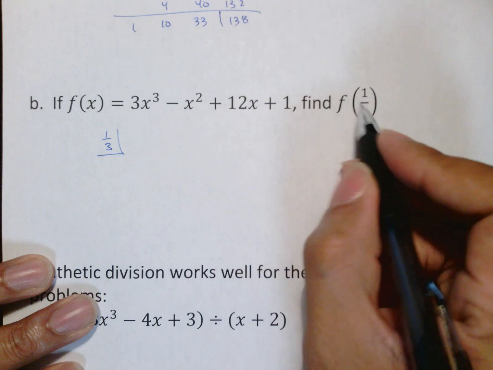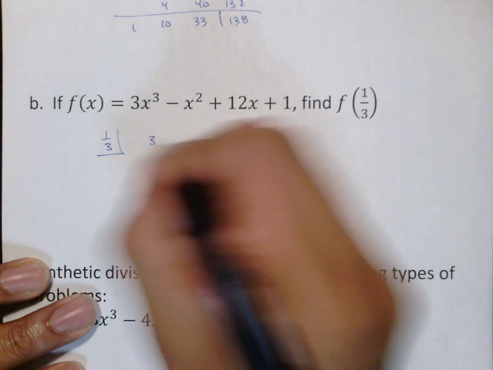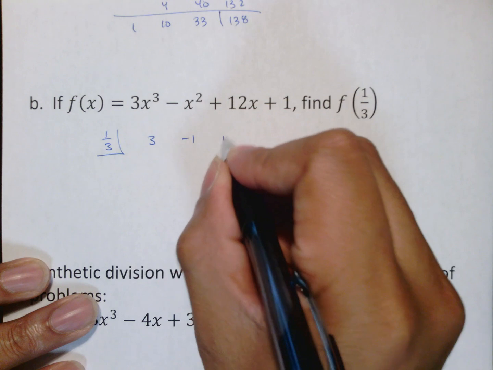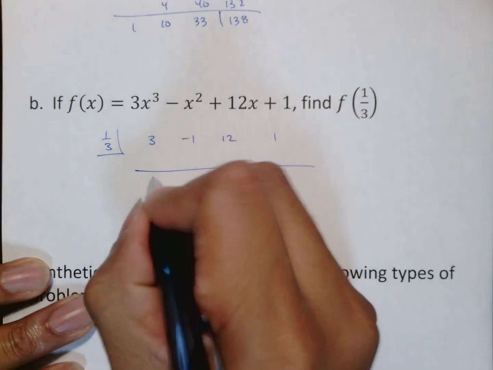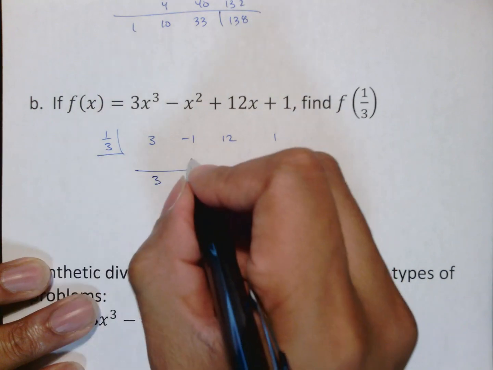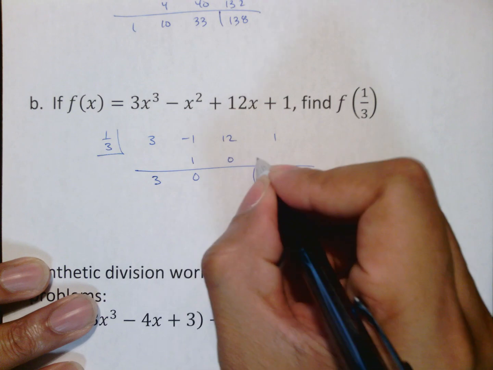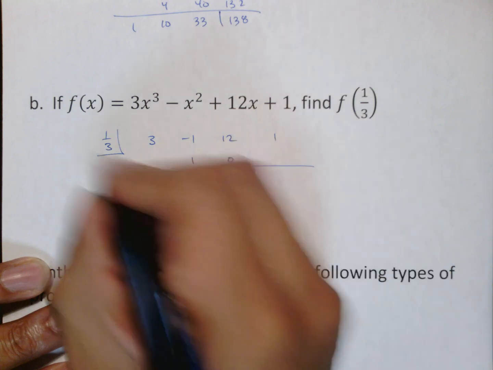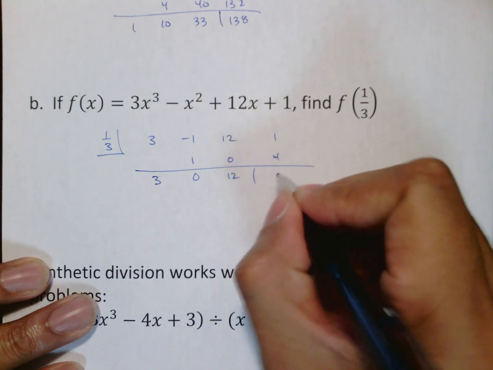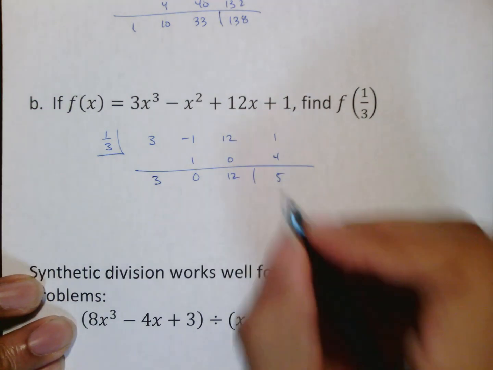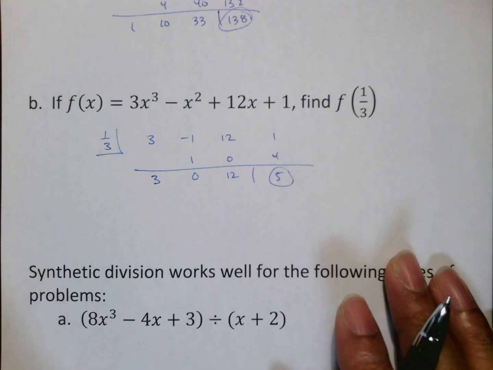Again, if you're evaluating for it, you don't switch the number in the box. You just take the number and put it right in. Coefficient, coefficient, coefficient, and coefficient. Draw your line. Here is going to be your remainder. Bring down 3. 1/3 times 3 is 1. This adds up to be 0. 1/3 times 0 is 0. 12 plus 0 is 12. 1/3 times 12, if you remember, multiply to the top, that'll be 4. And you end up with the answer of 5. So your answer here is what your answer would be if you were to evaluate it for it.